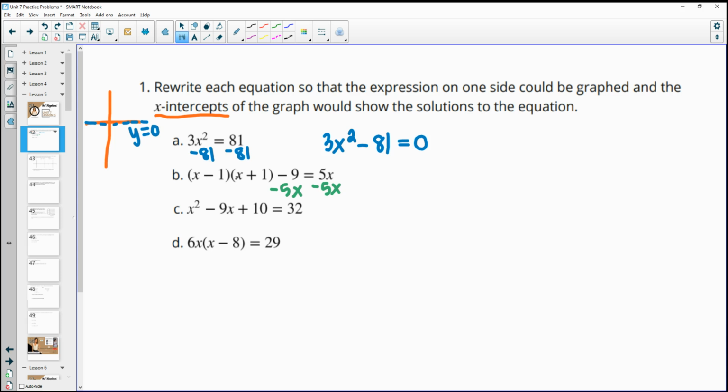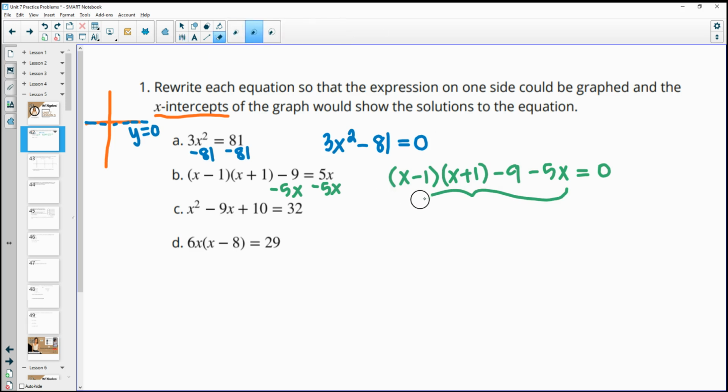Now, you have a lot of things on the left side already, but leave them exactly as they are. So just leave it as x minus 1 times x plus 1, and then you have the minus 9, and now you'll have a negative 5x. And then on the right side, 5x minus 5x is 0, and you'd be able to type this into your graphing calculator and find the solutions. Your graphing calculator or Desmos doesn't need it multiplied out. So easy enough.